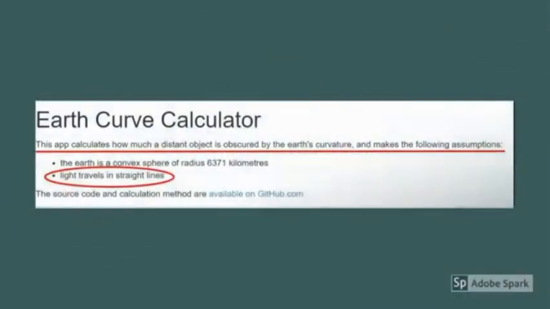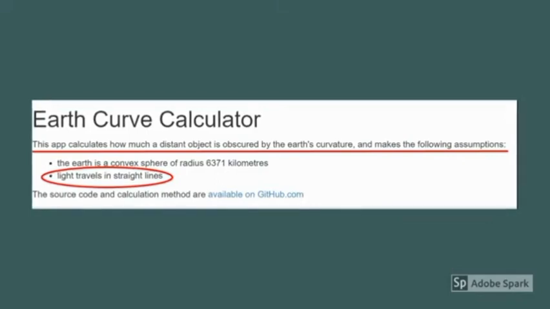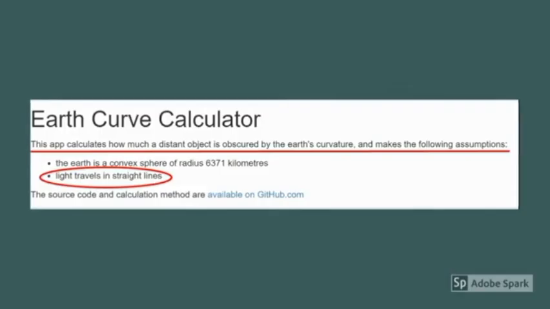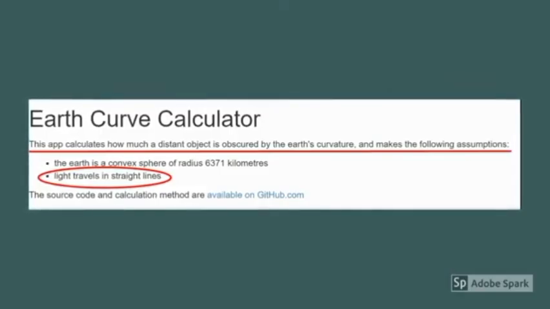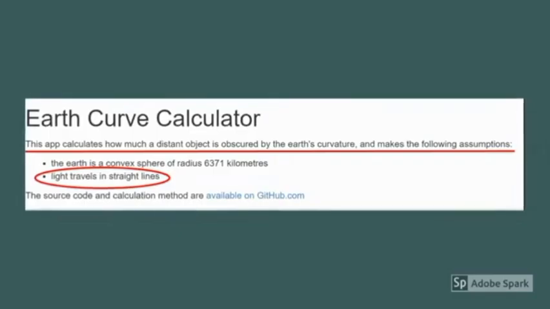What are you arguing? Where did it go wrong? This calculator's math, as perfect as it may be, is built upon two fatal assumptions. I'm only going to talk about one of them here, and that is that light travels in straight lines. Wait a second. Fatal assumptions? Are you telling me that light does not travel in straight lines? That is exactly what I'm saying, and here I'll show you why.